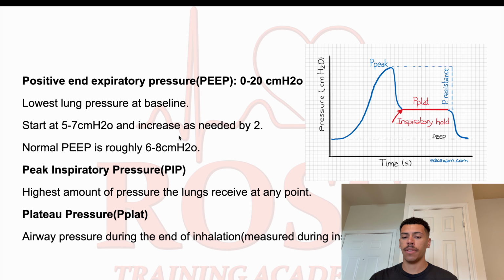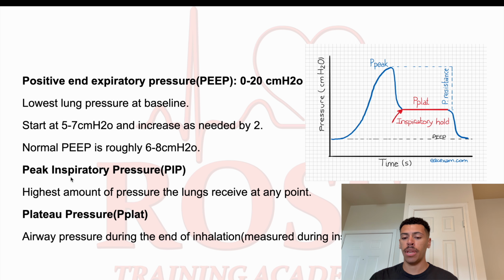Some other things that you're going to see on the ventilator is going to be PEEP, positive end expiratory pressure, and that's going to be 0 to 20. This is going to be the lowest lung pressure at baseline. You're going to typically start at about 5-ish, 5 to 7, and then increase by 2 as needed, and we'll talk about the as needed part a little bit later.